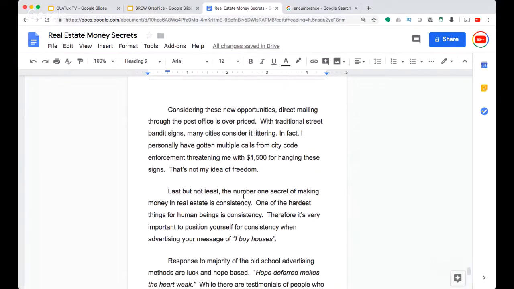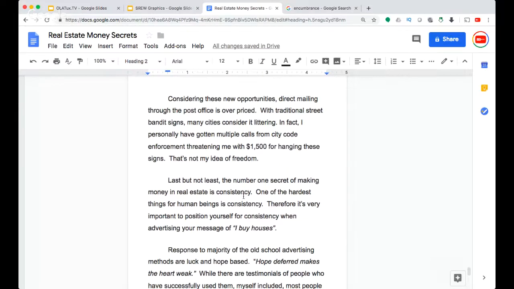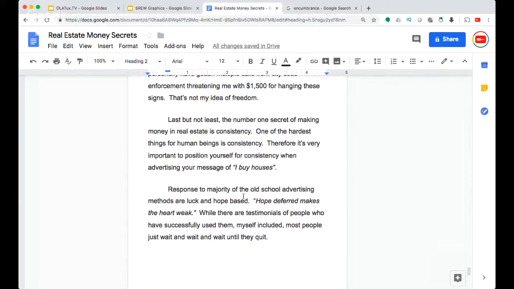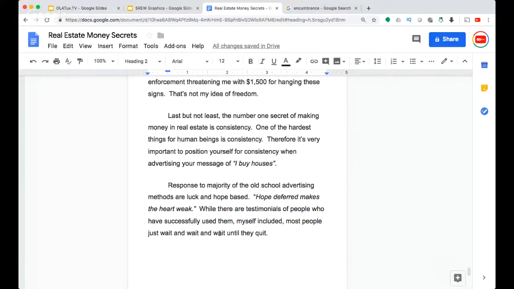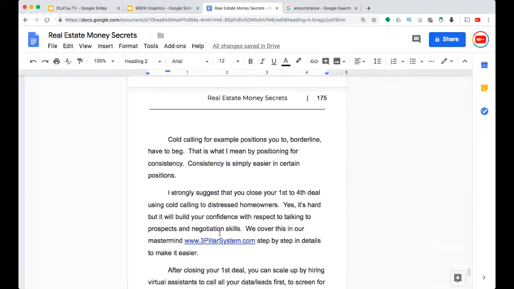Last but not least, the number one secret of making money in real estate is consistency. One of the hardest things for human beings is consistency. Therefore, it's very important to position yourself for consistency when advertising your message of I buy houses. Response to the majority of the old school marketing and advertising methods are luck and hope based. Hope deferred makes the heart weak. While there are testimonials of people who have successfully used them, myself included, most people just wait and wait and wait until they quit. Cold calling, for example, positions you to borderline have to beg. That is what I mean by positioning for consistency. Consistency is simply easier in certain positions.